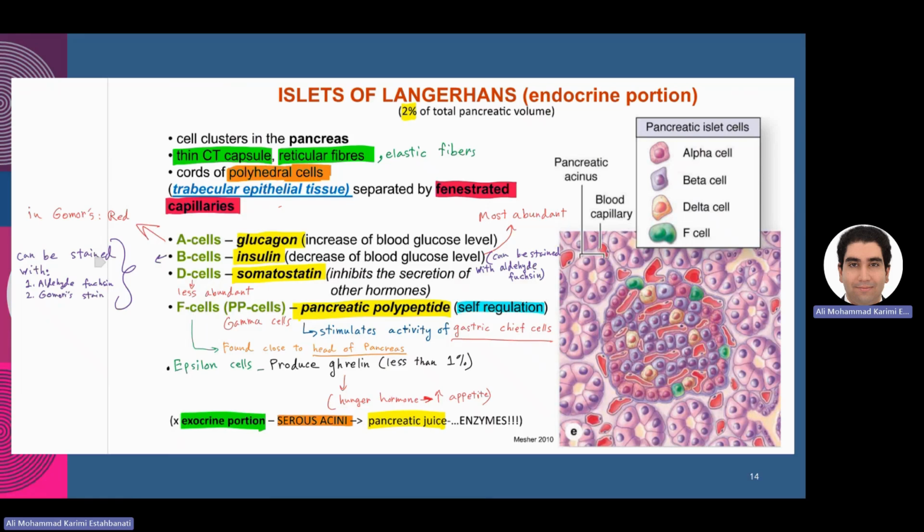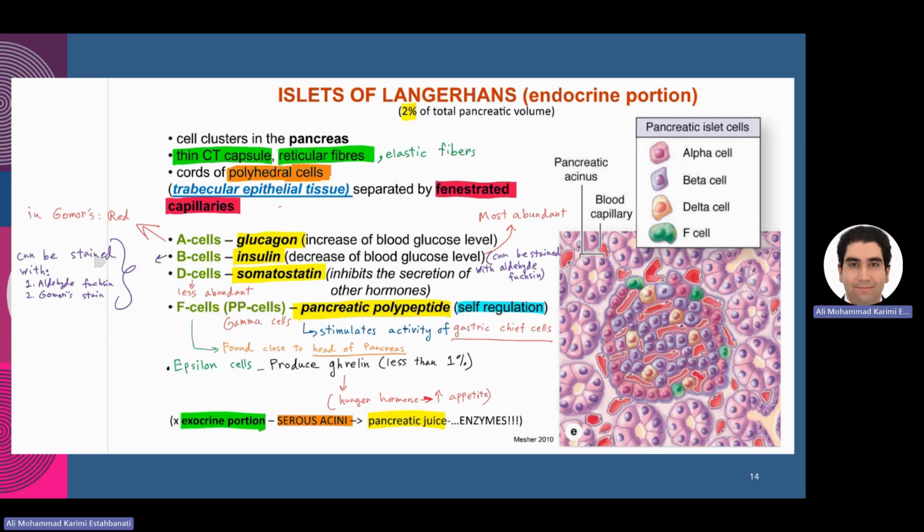Now, let's go to the islets of Langerhans. Islets of Langerhans are the endocrine portion of the pancreas. There is an exocrine portion, which is made of the serous acini cells. And serous acini basically produce the pancreatic juice of the pancreas. Now, let's dive back to the islets of Langerhans. They are mostly found in almost all parts of the pancreas. They have a thin connective tissue capsule, obviously with reticular fibers. There are polyhedral cells, and it is very important to remember that it's a trabecular epithelium, which usually is with fenestrated capillaries.